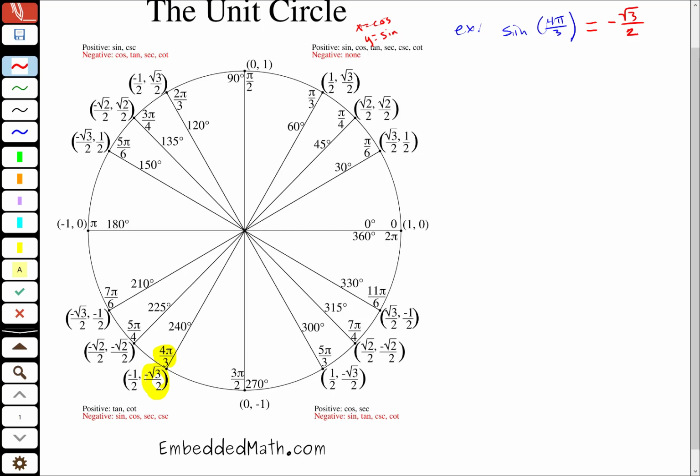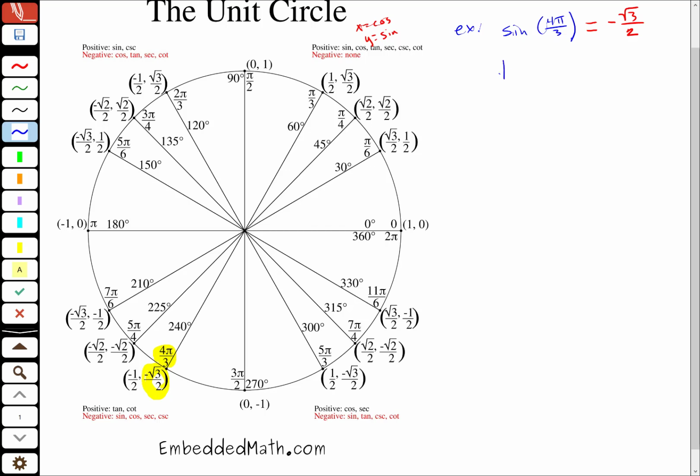This negative square root of 3 over 2 is kind of the height, the y value of this embedded triangle, given a directionality relative to the origin. Okay? So some of those are direct.